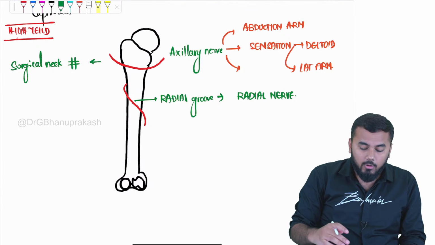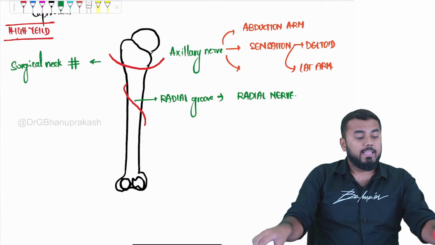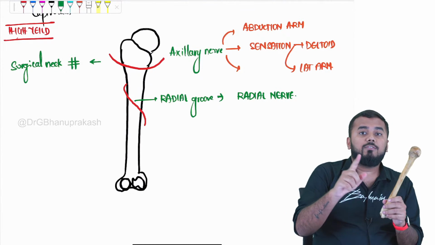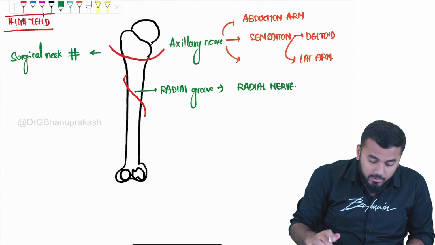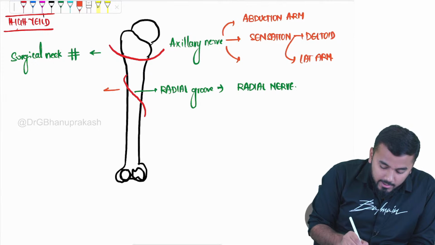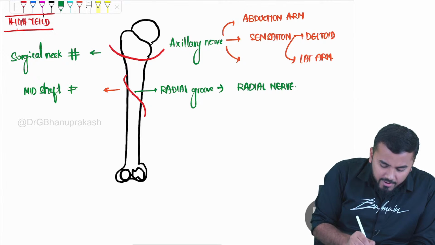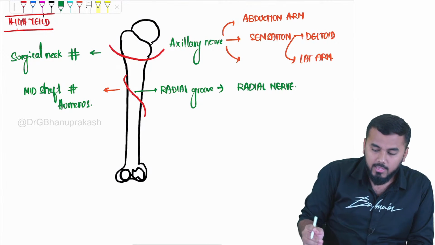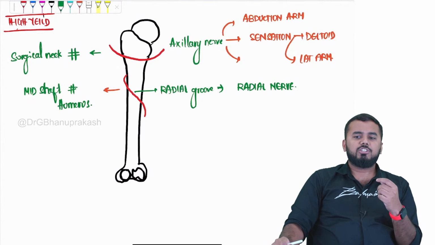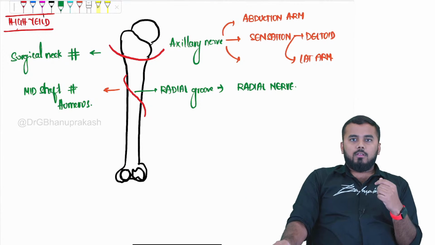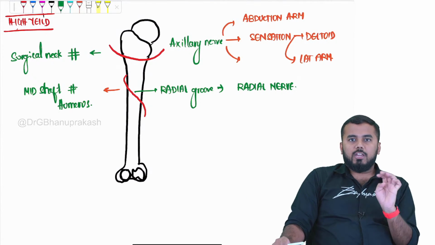Now, where is this radial groove located? In the middle of the shaft. So if there are mid-shaft fractures, then there can be damage to the radial nerve. What kind of fractures will damage the radial nerve? Mid-shaft fractures. Mid-shaft fracture of the humerus. This is how you talk in the hospital: sir, this patient is having a mid-shaft fracture of the humerus. It means there is damage to the radial nerve.